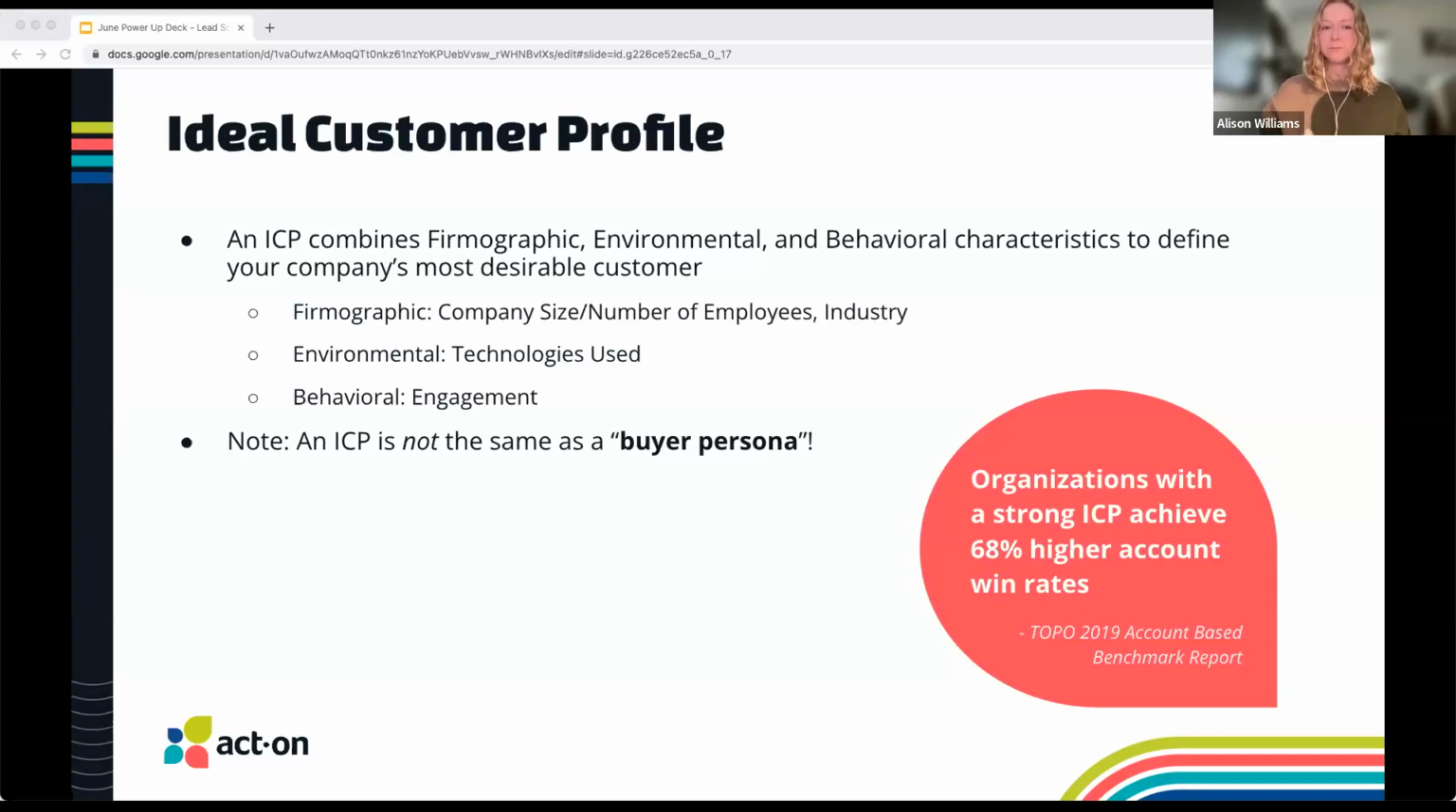But be careful here. An ICP and a buyer persona are different things. Persona in this example would refer back to our good friend Sally. Sally likes to read books. She likes to try new restaurants. She works in the finance department, so cost savings are really important to her. She has these characteristics as a person, as an individual, but again, she works for ABC Company, and ABC Company has certain characteristics as an organization, and those characteristics are what we really want to drill into for an ICP.